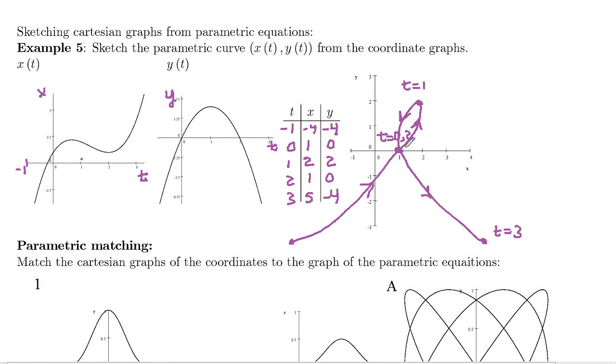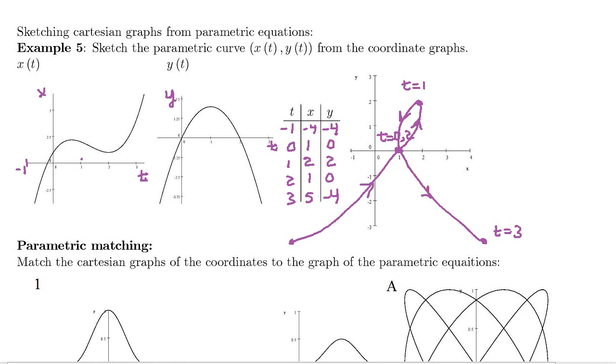Now you may be saying, well, how did I know it went like this and not like this? Well, there's a little bit of leeway there when we're sketching from the graphs and we don't have the equations. But if you're in doubt, plot more points. So take t is 0.5, 1.5, and 2.5, add some more points to your table, and then you should get points that are out here.